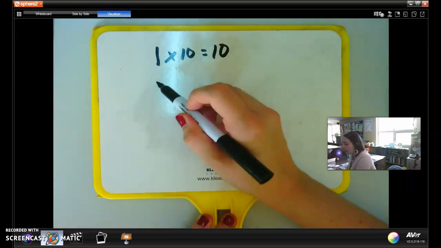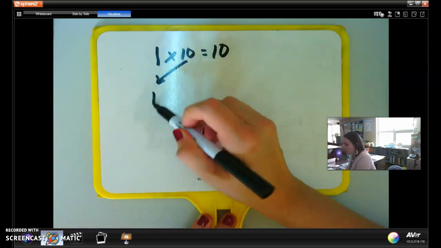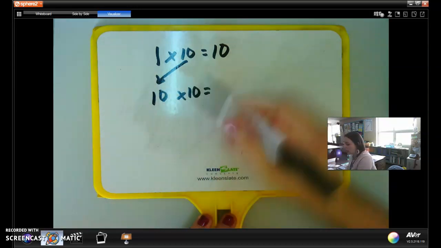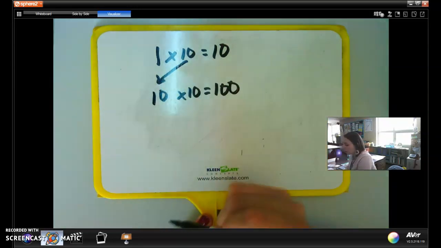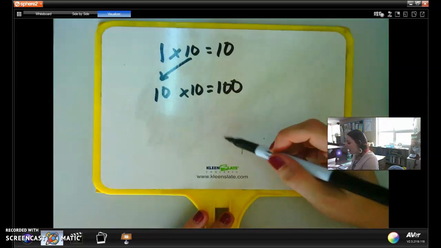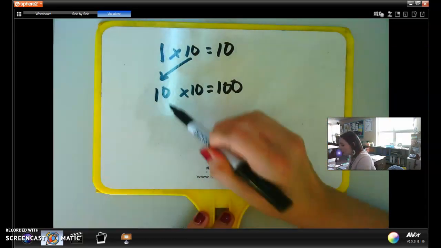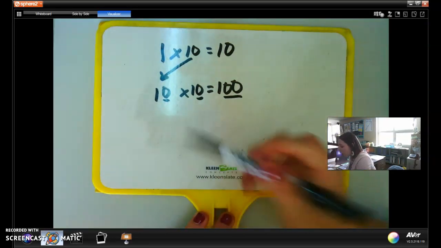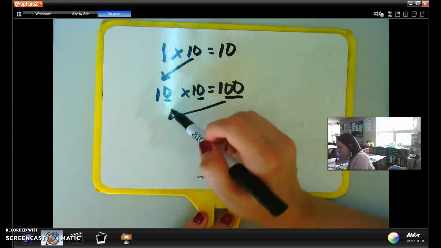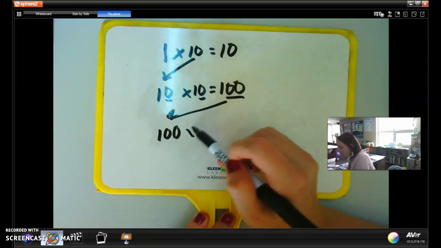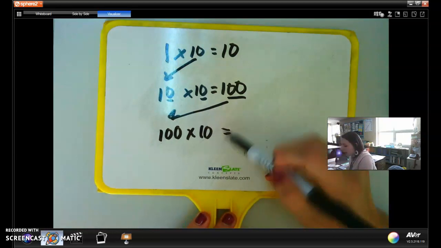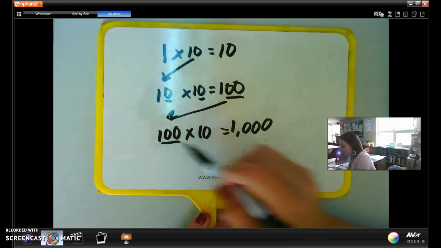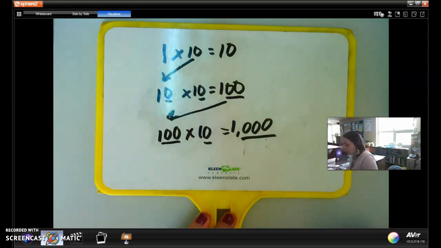All right, well, now let's say I have this 10. I'm going to bring it down, and I'm going to multiply that by 10. Well, 10 groups of 10 is going to get me 100. Another easy way to know that answer is just count how many zeros there are. Here's 1, 2 zeros, so I'm going to have 2 zeros in my answer. Now I'm going to take 100 and multiply that by 10. Well, 100 groups of 10 is going to get me 1,000. I know that because I have 3 zeros.